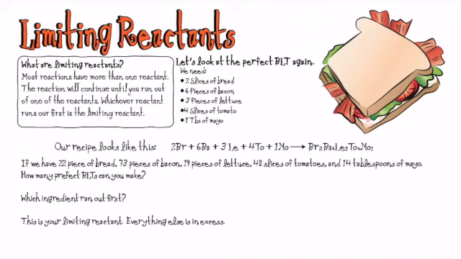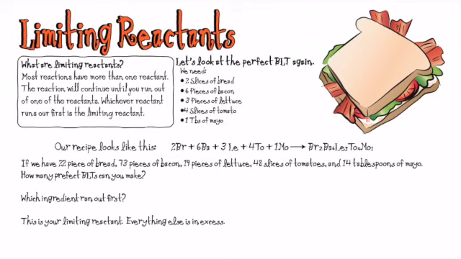Limiting reactants. Most reactions have more than one reactant. The reaction will continue until you run out of one of the reactants. Whichever reactant runs out first is the limiting reactant. So let's look at the perfect BLT again. If we had 22 pieces of bread, 73 pieces of bacon, 19 pieces of lettuce, 48 slices of tomato, and 14 tablespoons of mayo, how many perfect BLTs could you make?